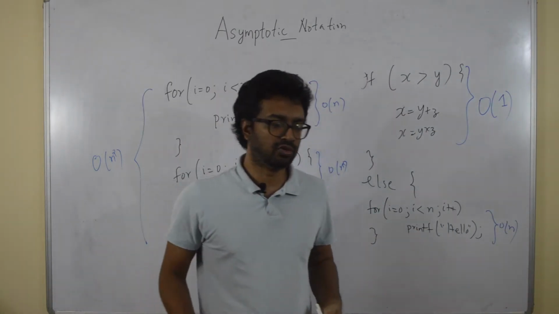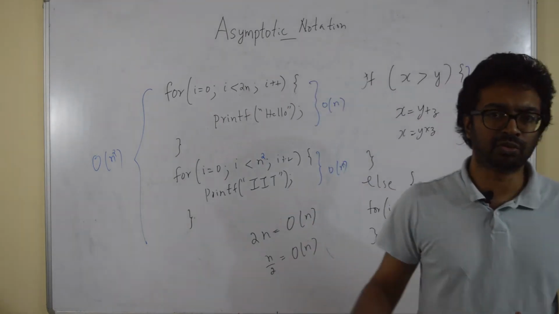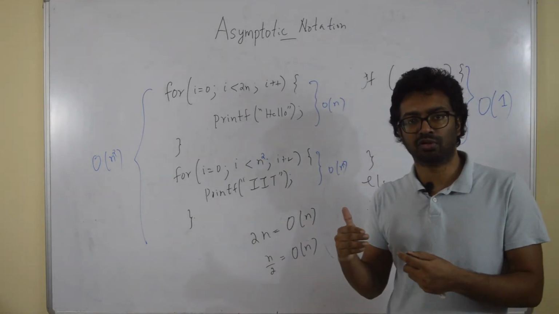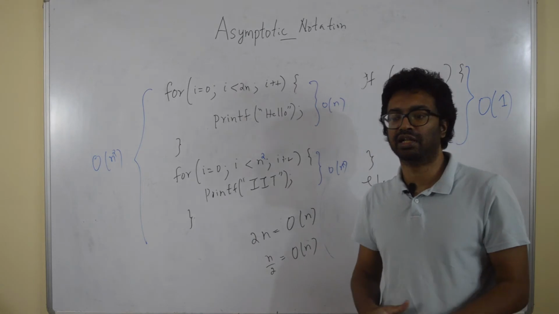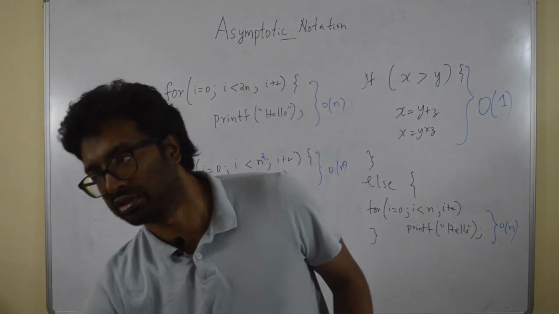Let's go ahead. Let's move forward. Now we have seen loops in sequence. So what if one for loop is nested inside another for loop? That's what we're going to see next.